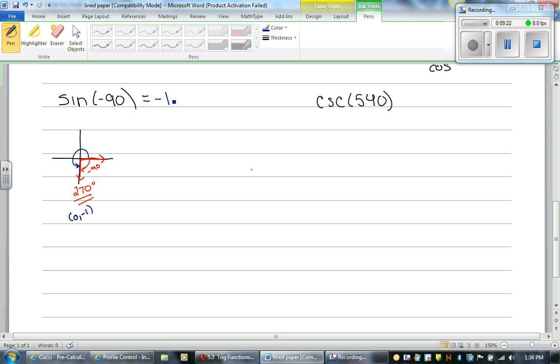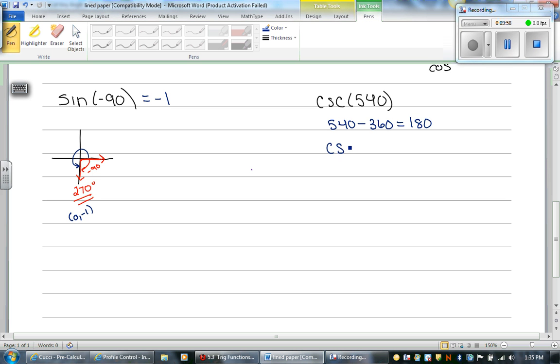Okay, so 540, that's pretty big. So what I'd like to do is get this number so that it's less than 360. I'm going to find its coterminal angle, because we know an angle and its coterminal angle have the same function value. You can simply take 540 and subtract out a factor of 360 degrees. When you do that, we wind up with 180.